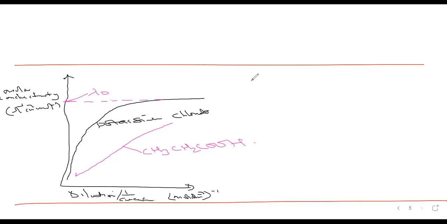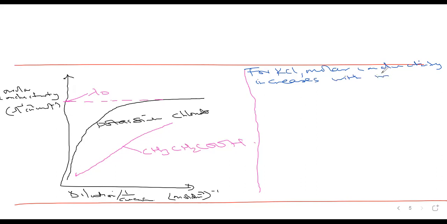So just have to know that it's the opposite of the other. Let's begin with the potassium chloride. So what happens for potassium chloride? For potassium chloride, we are seeing that molar conductivity increases with increase in dilution up to a maximum value. You see that from the graph.